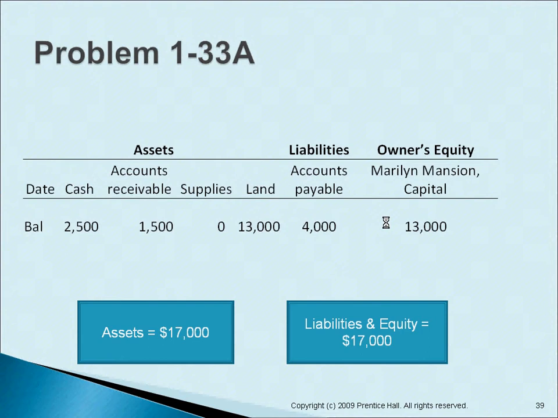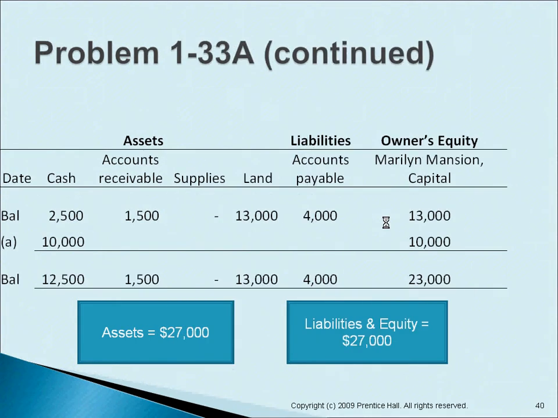Okay, so during September, the following transactions took place. Letter A, the owner invested cash of $10,000. Okay, so is it a transaction? Yes, it is. What happens is that the cash is increasing by $10,000, and Manson's equity is increasing by $10,000. So after transaction A, we're going to increase the cash to $12,500 and the owner's equity to $23,000. The assets went up $10,000. The liabilities and equity went up $10,000.